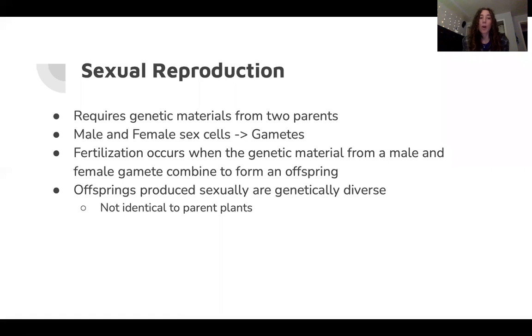offspring. So offspring are usually produced sexually and are genetically diverse, which means they're not identical to the parent plants. They have varying DNA. And this genetic diversity basically offers less susceptibility to disease and the ability to adapt and change to the surrounding environment.